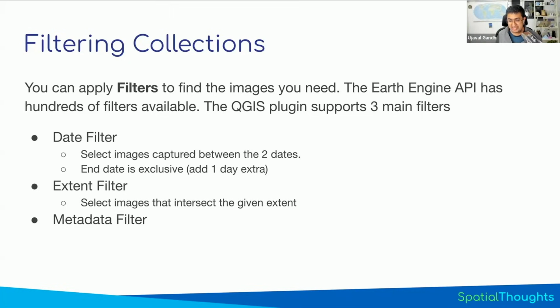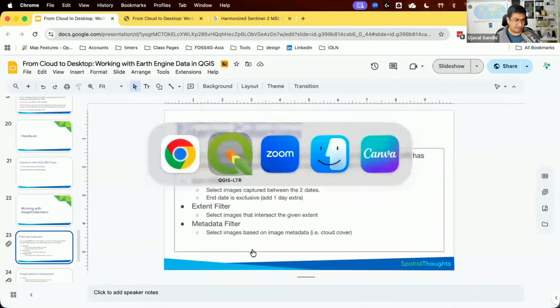If you have some metadata, you can say select images that have certain properties. So you say, oh, this image has certain cloud cover. I want images which have less than certain cloud cover. So you can go and select that. Okay, so these are the three main filters that we'll use. Let's go back to QGIS and configure our tool.